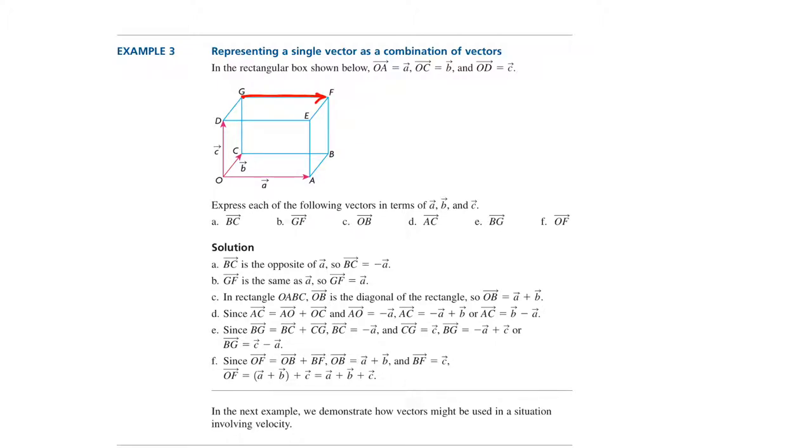Vector OB. Vector OB is the addition of vector OA and AB, which is vector A plus vector B. Vector AC. Vector AC is clearly the difference between vector B and A, B minus A. Vector BG. Vector BG is the addition of vector CB and the subtraction of vector CG, which is C minus A.